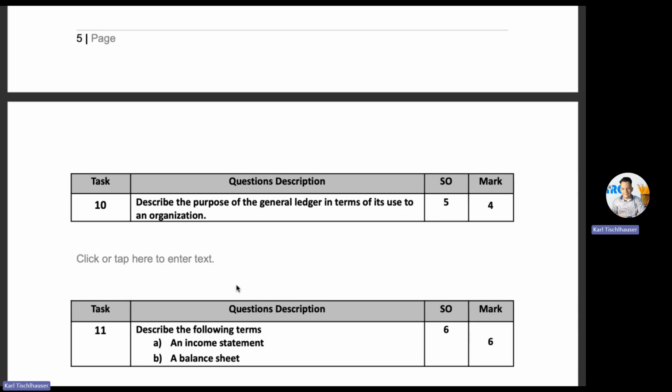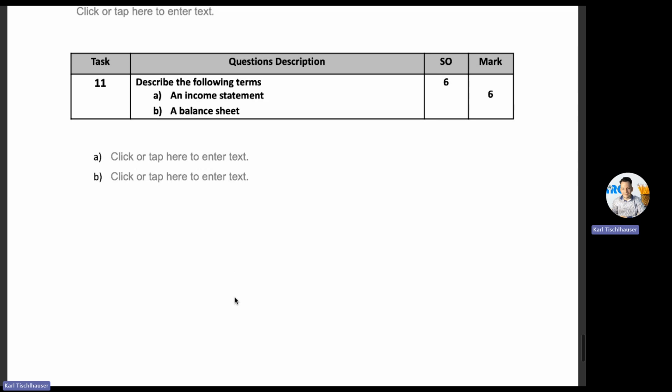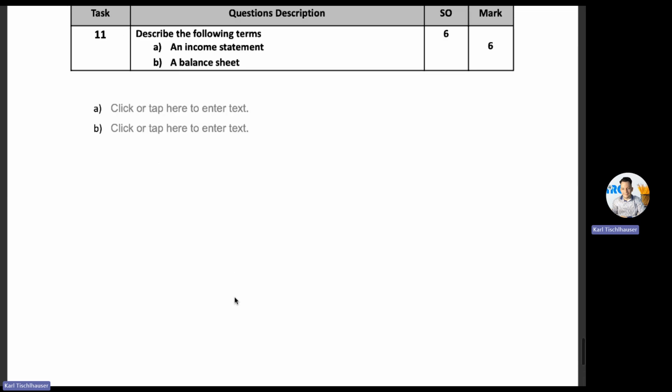What is the general ledger used for? What is its purpose? What do we use it for in accounting? And then 11 says explain the following terms: an income statement and a balance sheet. And that is the end of the summative.